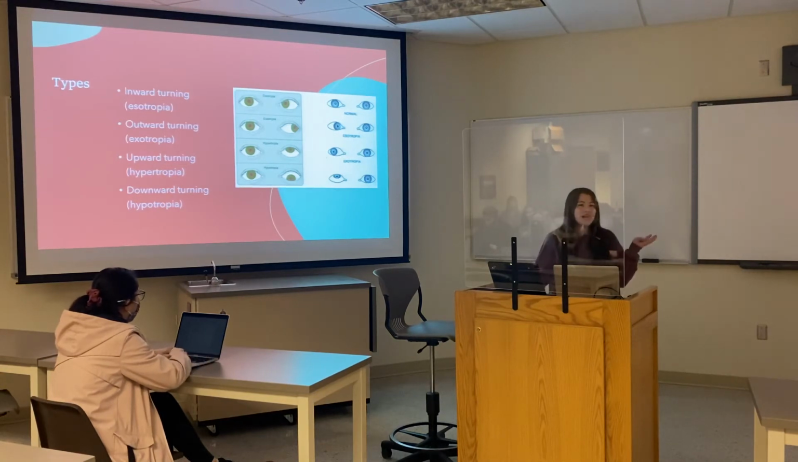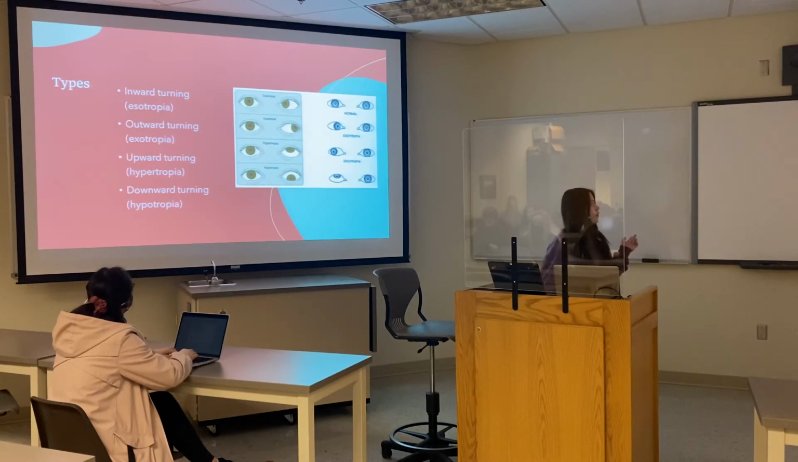There are 4 types of classification it fits into. So we have inward turning, which is esotropia, outward turning, exotropia, upward turning, hypertropia, and downward turning, hypotropia. And I actually had this as a kid, and I had esotropia.